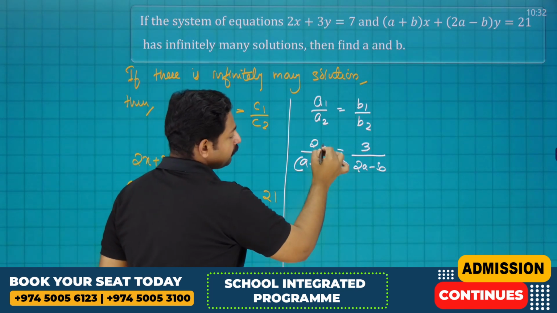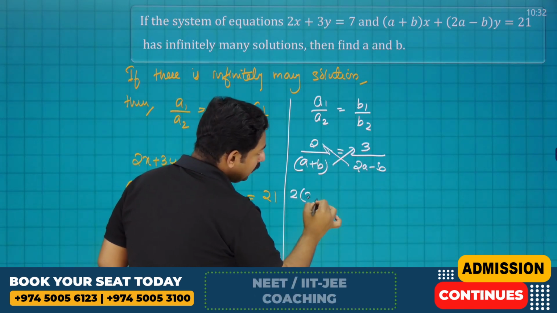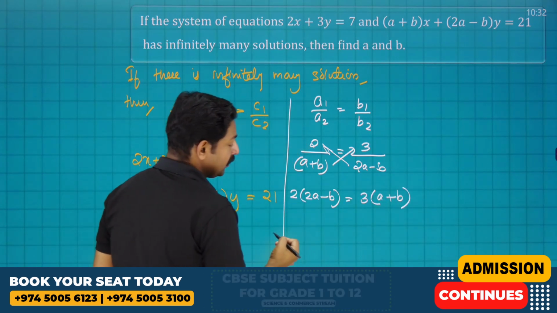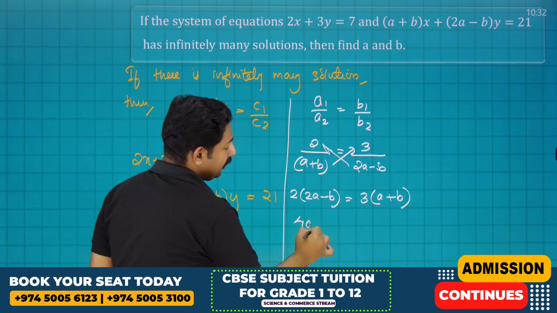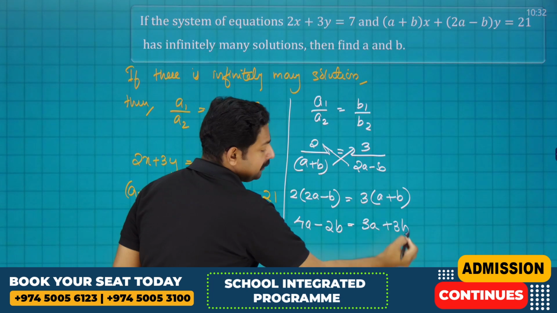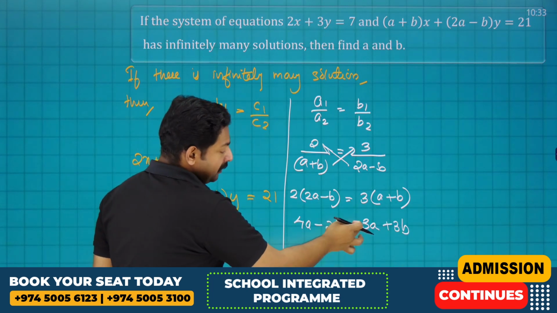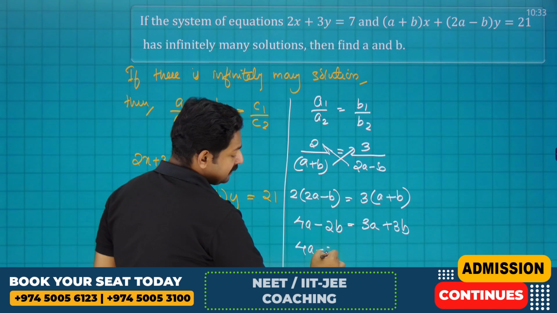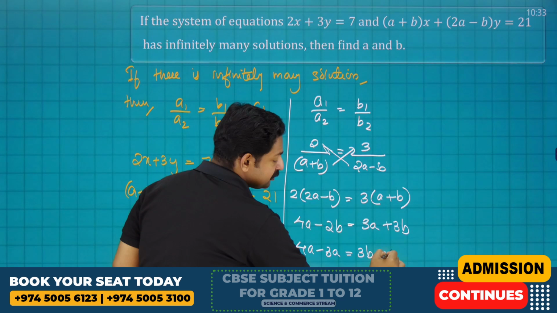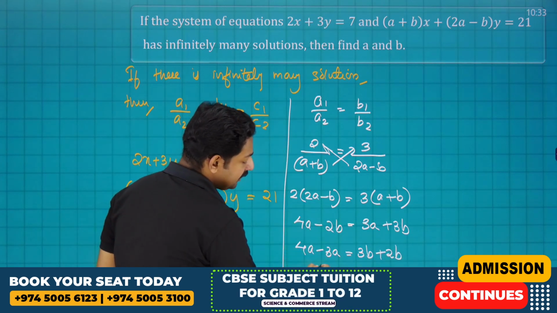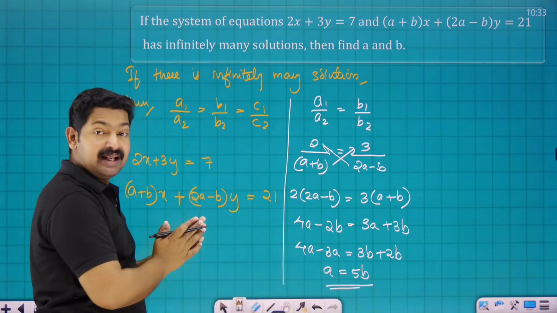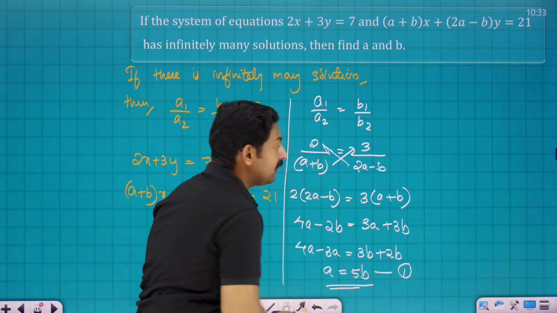Now if you cross multiply, you will be getting 2 into 2a minus b is equal to 3 into a plus b. On the next step, 2 into 2a you will be getting 4a, 2 into minus b minus 2b is equal to 3a plus 3b. Okay, on the next step, if you are bringing 3a to the left side, 4a minus 3a is equal to, I am bringing this minus 2b to the right side, so 3b plus 2b you will get. So 4a minus 3a is a, so a is equal to 5b. You easily got one equation in a and b, and it can be taken as equation number 1.